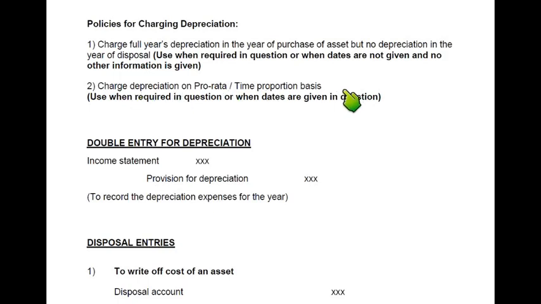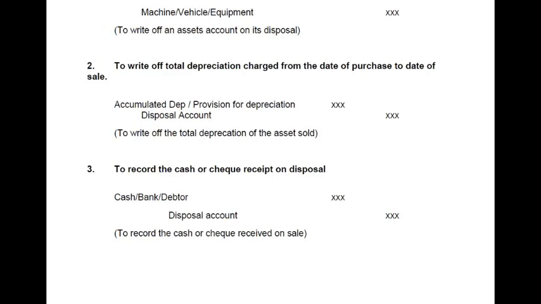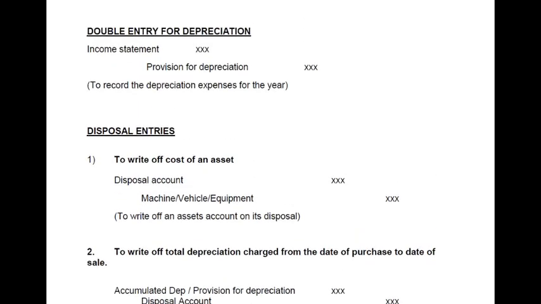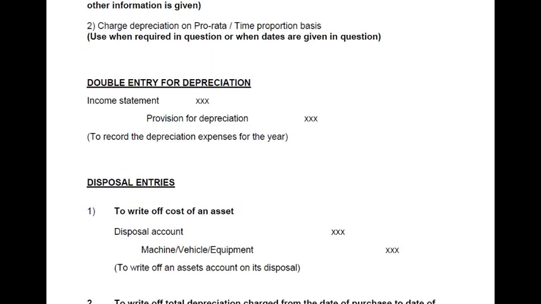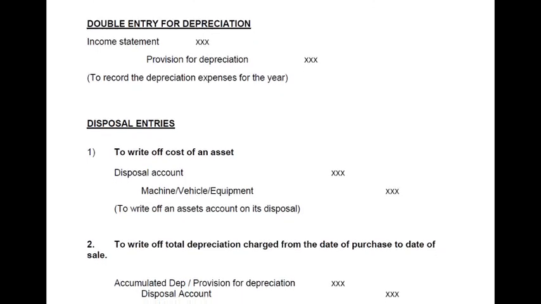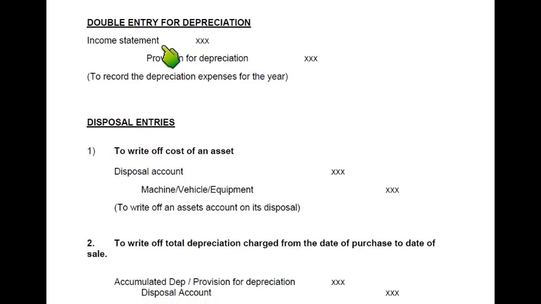But in A levels and AS levels, the examiner uses the month-wise policy all the time. So the month-wise policy is most popular in A levels, and the full year policy is more popular in O levels because it is somewhat easy. Now let's move towards the mechanics, or the accounting for depreciation.